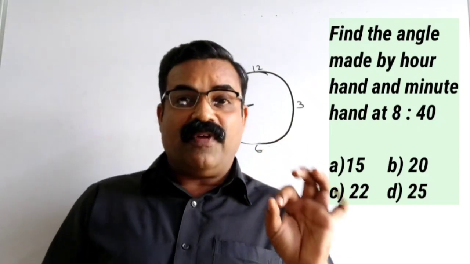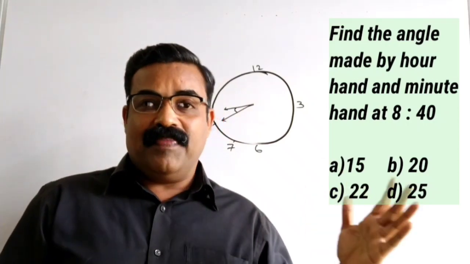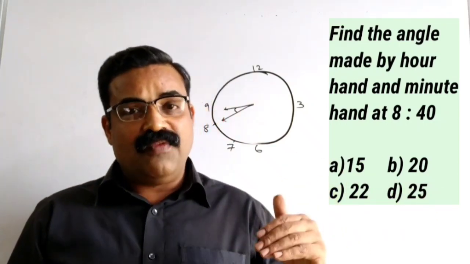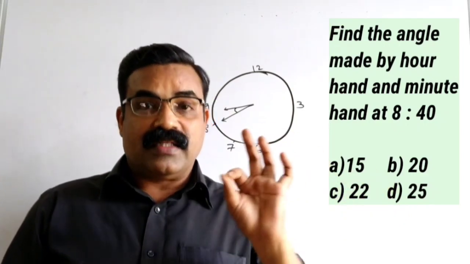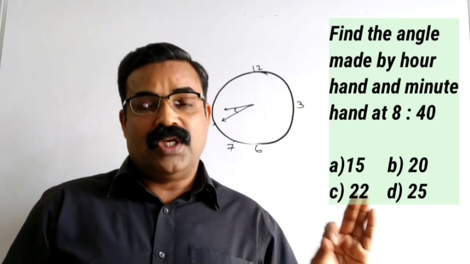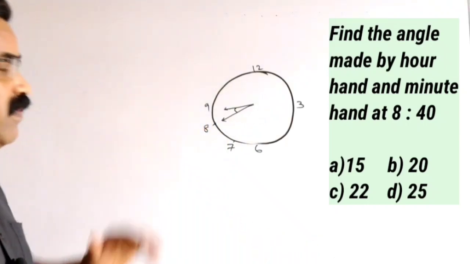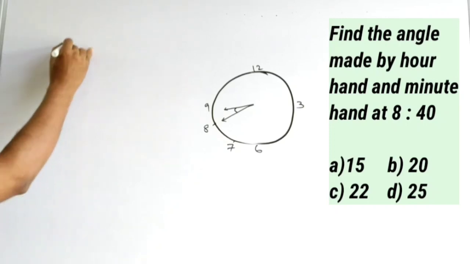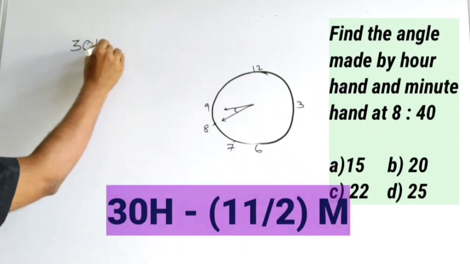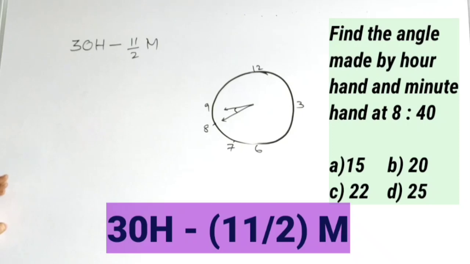Okay, we have two different methods to solve this type of questions. One is a concept based CBE, concept building exercise, and the second one is a formula based approach. I am explaining to you both. Whichever is easy for you, follow that. First we will go with a formula. What is a basic formula to find out all these type of question is, understand this formula. The formula is 30h minus 11 by 2m.